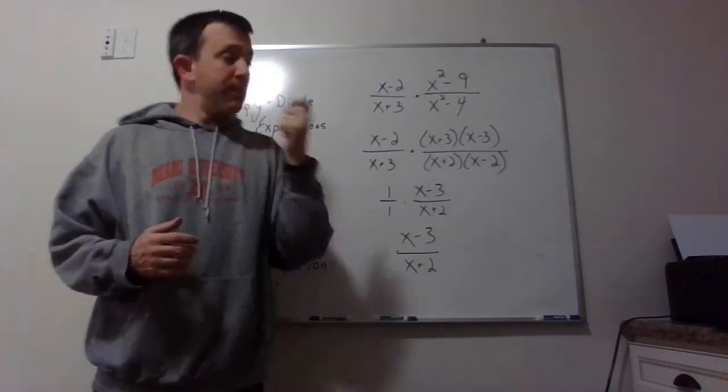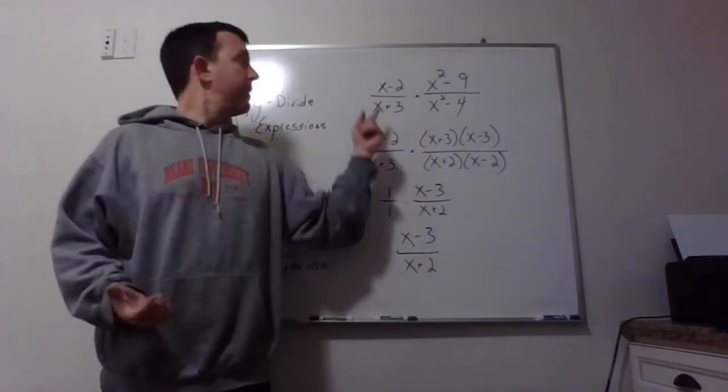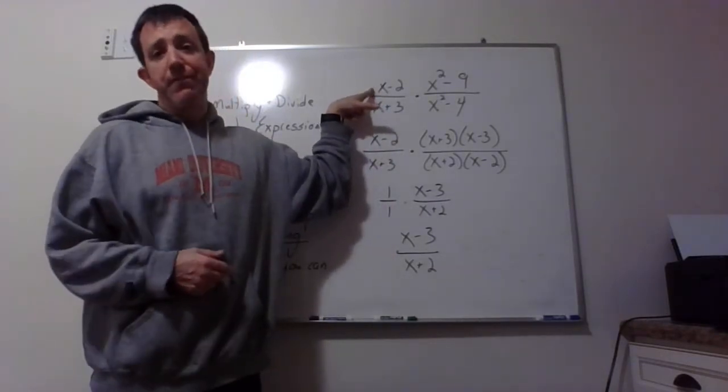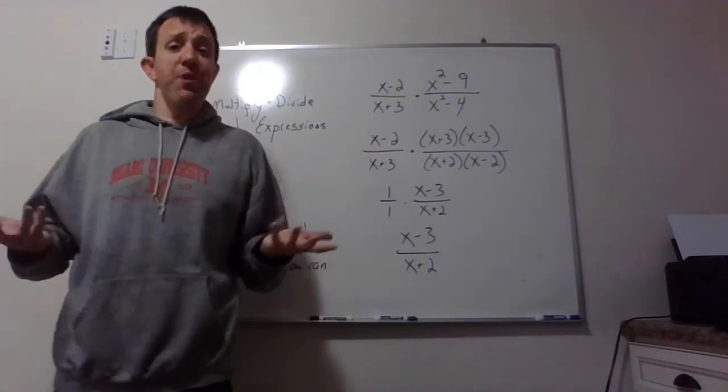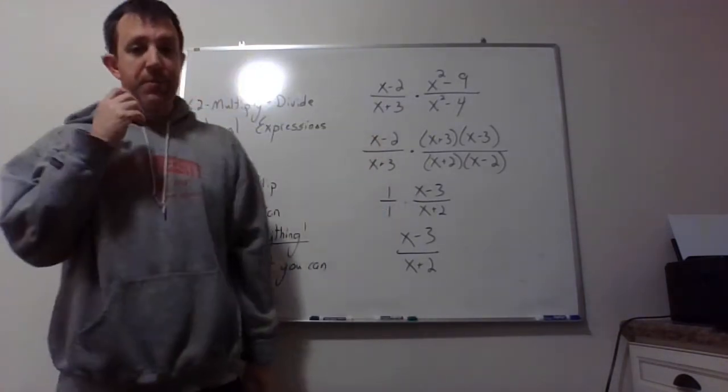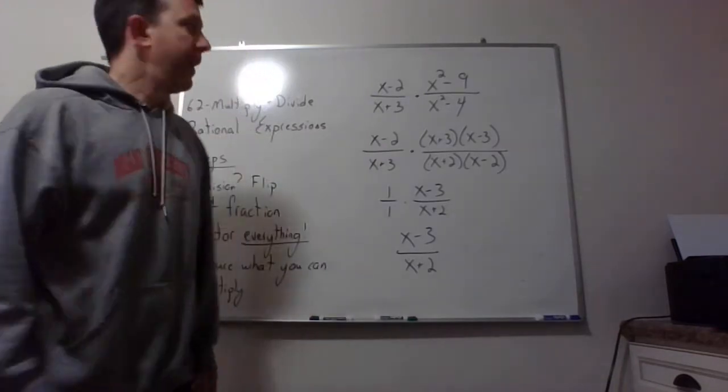The first thing to notice is that even though I said factor everything, some of these pieces don't actually factor. So x minus 2 doesn't factor. No common factors, no squares. It's just x minus 2. Same thing with the x plus 3 on the bottom. Neither one can be factored.